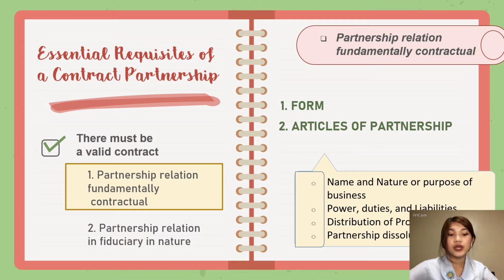Next, we have the distribution of profits and losses. There are instances wherein the contract already indicates the distribution of profits and losses in the form of ratios or percentages. But in cases where there is no indication, profits and losses shall be equally distributed among the partners.